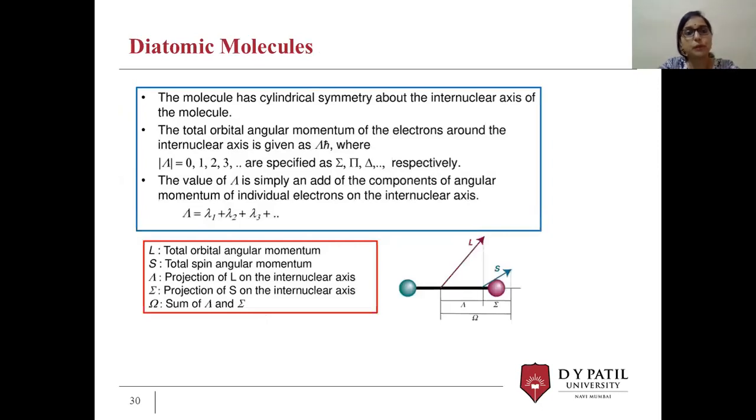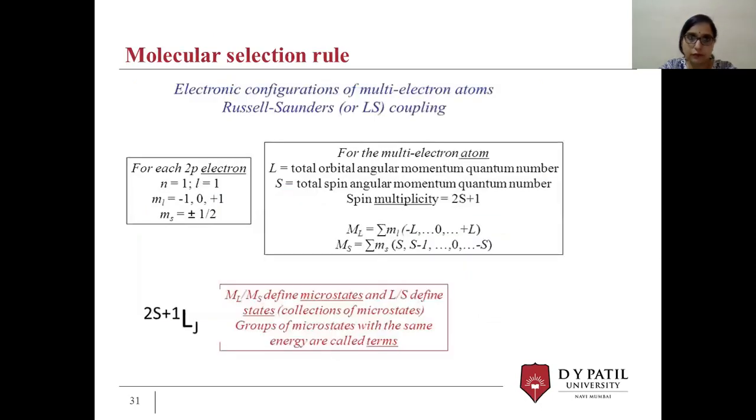Now, if we take the example of diatomic molecules, we can take the symbols first. L is the total orbital angular momentum, capital S the total spin angular momentum, then the projection of L on the internuclear axis, and the projection of S on the internuclear axis, and then there is omega, which is the sum of the projection of L and the projection of S on the internuclear axis. We will try to understand this in the form of the molecular selection rule. Molecular selection rule means we are not talking about atoms, we are talking about more than one atom. It means we are talking about molecules.